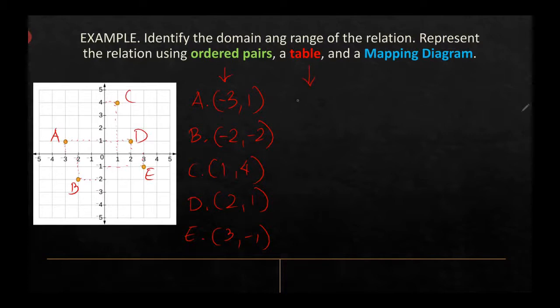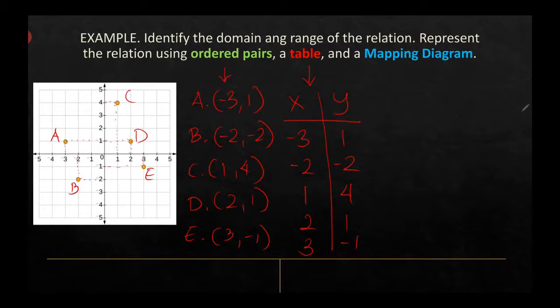Again, it is just a set of values of x and y. The first point is negative 3 and its y value is 1. Then we have negative 2 and another negative 2. We have here this point C with an x value of 1 and y as 4. For point D, we have x as 2 and y value as 1. And last, for point E, we have 3 and negative 1 as its y value.